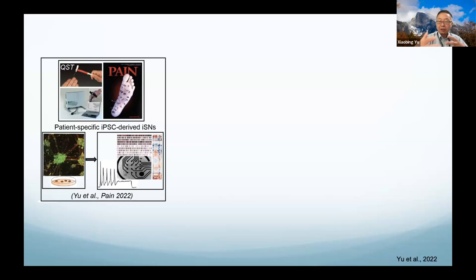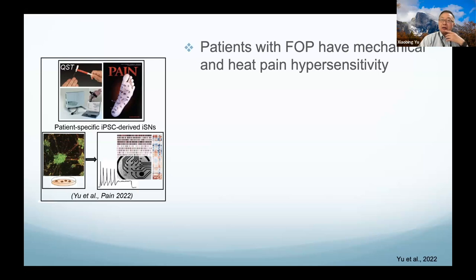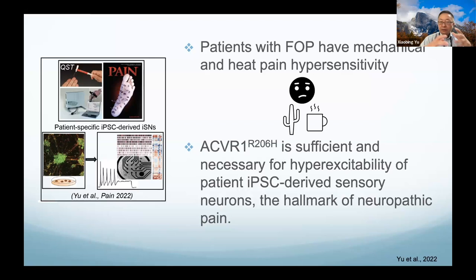We find that at baseline, without the pain flare, without an HO flare, FOP patients had mechanical and heat pain hypersensitivity. Compared to their family members, although the major genetic background is the same, they are more sensitive when holding a cup of hot coffee from Starbucks, or when you touch any kind of stimulation. The pain threshold is lower compared to their family members. And using the iPSC, induced pluripotent stem cell-derived sensory neuron study, we find this R206H mutation is not only sufficient, it's also necessary for the differentiated neuron to fire faster compared to the wild-type control, which is a hallmark of neuropathic pain.